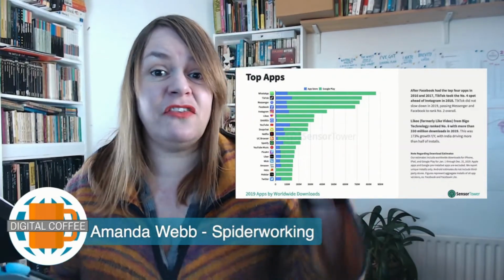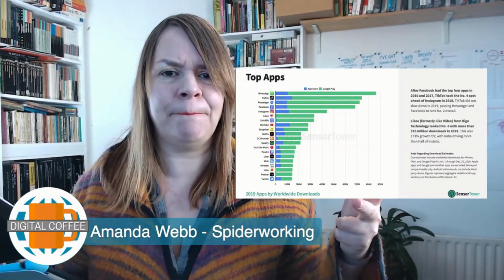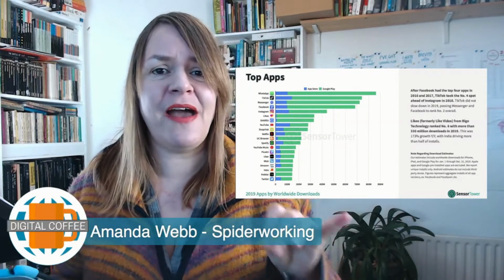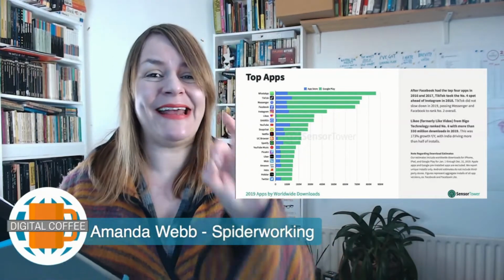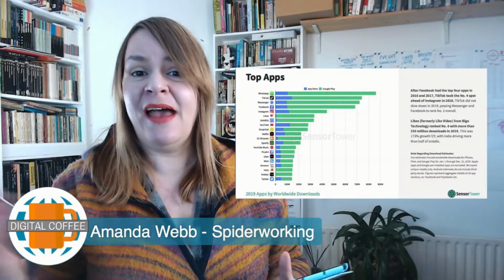And then we've got at number 3, we've got Facebook Messenger. At number 4, we've got Facebook. And at number 5, we've got Instagram. 4 of the 5 top downloaded apps in the world are owned by Facebook. And just to say, number 2 is TikTok. We'll be talking more about TikTok later on.